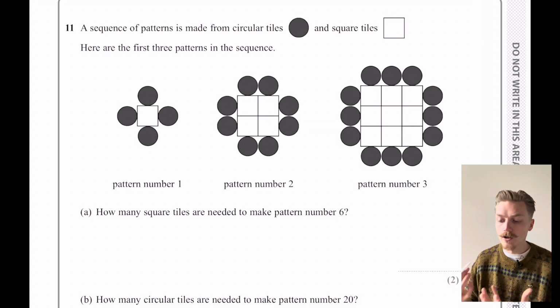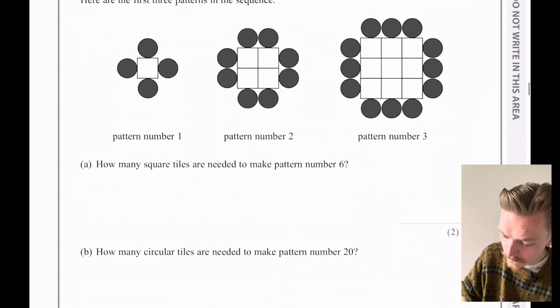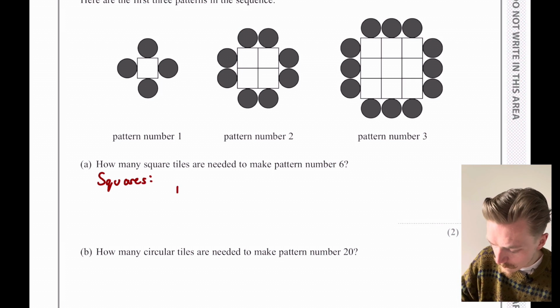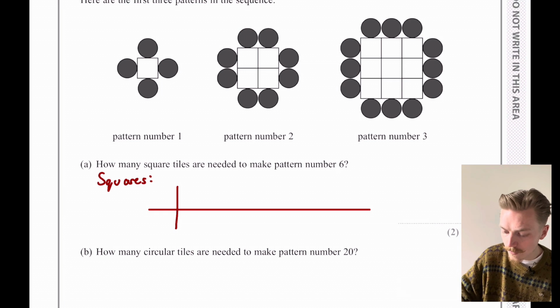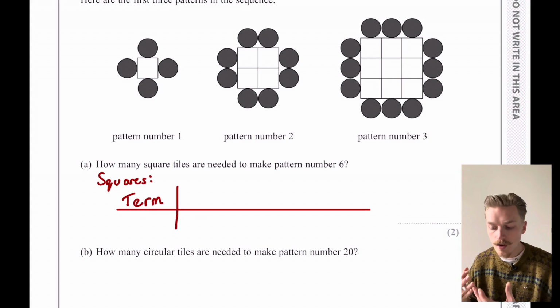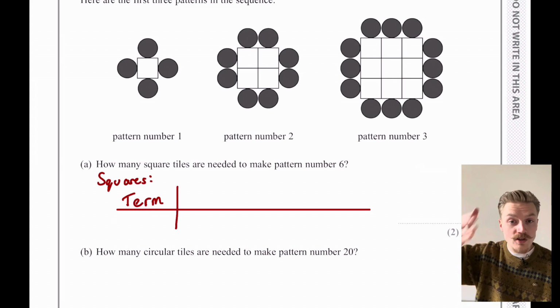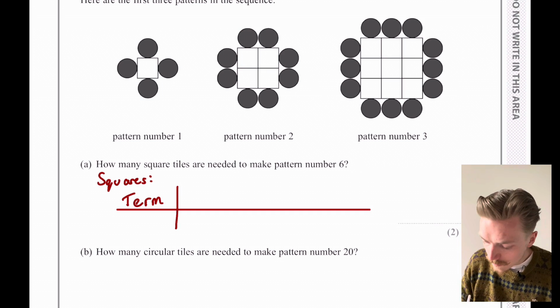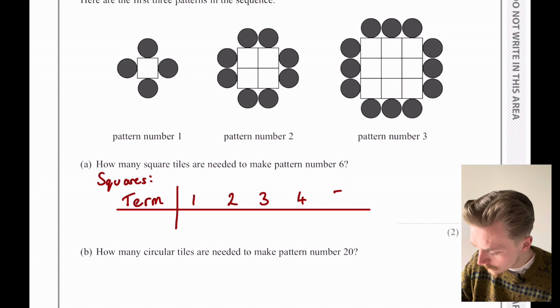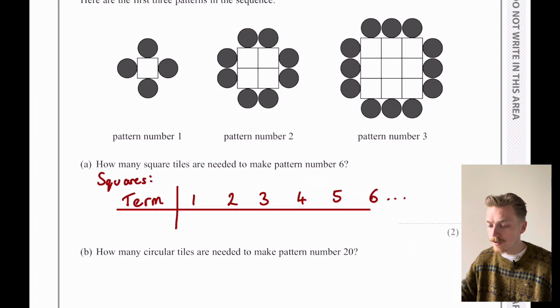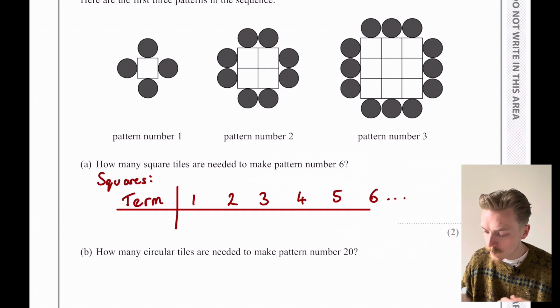So let's have a look at the squares. I'm going to do kind of a mini table here, not something very sophisticated, but I'm just going to have a look at, well, which pattern is it? I'm going to call that the term. Term is just a word used in math to mean which item in the list. So that is term 1, 2, 3, 4, 5, 6. It will carry on, but I'm only going to go up to 6 because that's what the question wants.